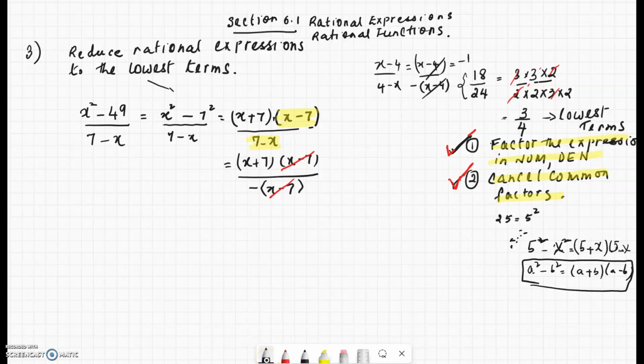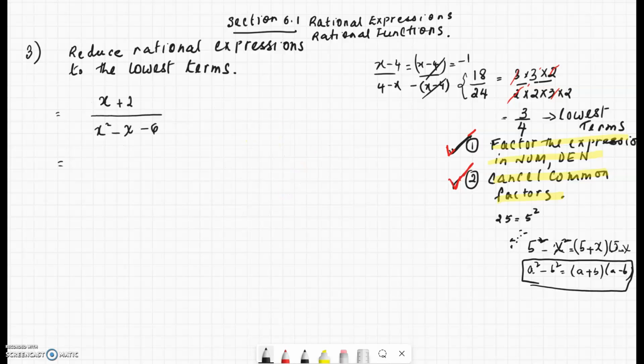So x minus 7 over x minus 7 is a 1 with a negative in the denominator. So overall, when we combine all the terms, you get x plus 7, but the sign is going to be negative because of the negative sign in the denominator.